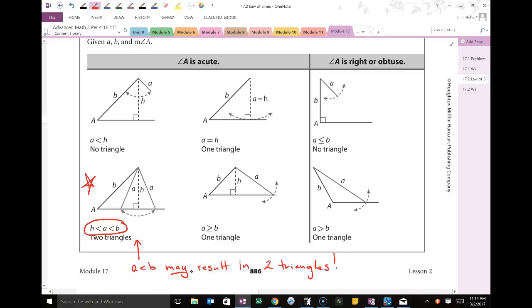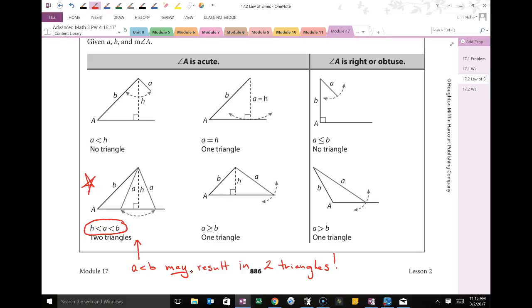Okay, so let me explain what 2 triangles would look like. Remember that we're given an angle and 2 sides. Let's say I'm going to create a triangle off of our table here. There's going to be a given angle. What would you say that angle looks like? 30 degrees. So that's 30 degrees. That can't change. This length is 4, and my other length is 2.